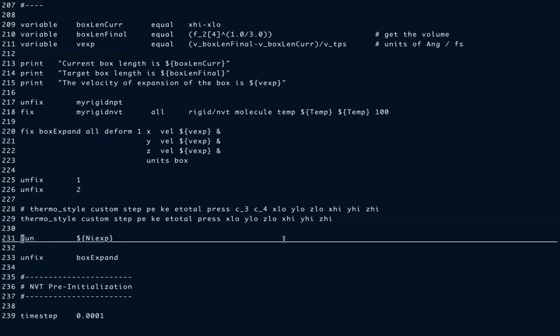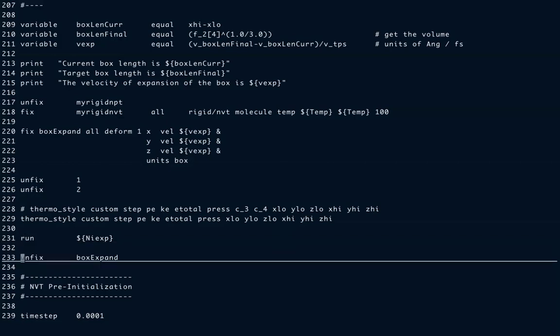After the statement has finished, or after LAMMPS has executed line 231, my box should have reached its final dimensions, which means the box length final is equal to my current size of the box. Now I instruct LAMMPS to unfix box expand, which means that the box size is not changing anymore.